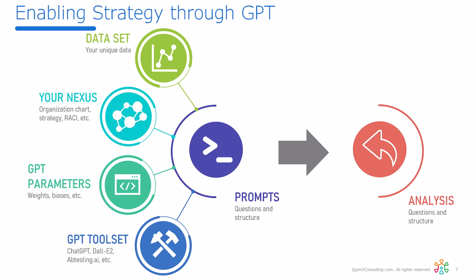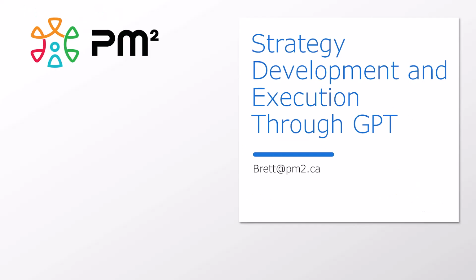And that analysis is beginning to form a double loop learning process where based on that, we need to update our data set, our nexus, our parameters, our tool set, and prompts, and iterate several times in order to develop the overall structure. So that's a quick overview of what the structure looks like and what the steps are to execute your strategy development execution through GPT.